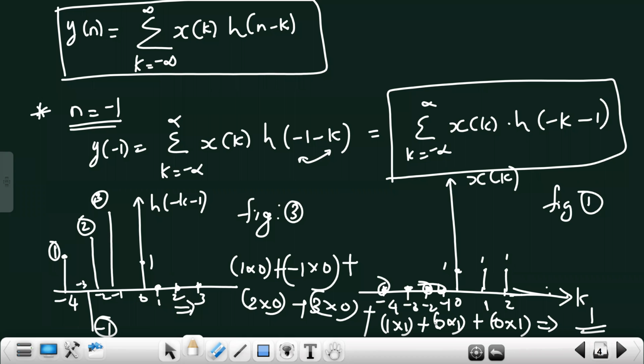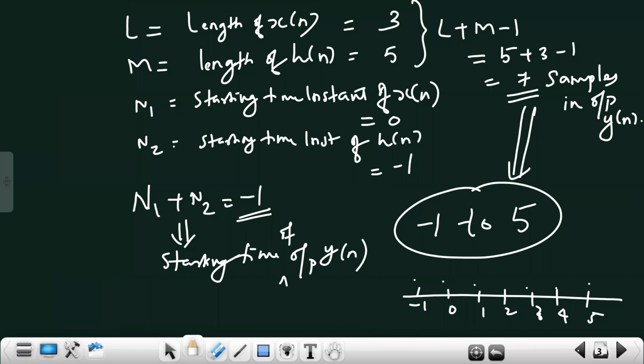Now, after plotting, we'll have this output at n equal to 1 as of now. Now you will be doing it at n equal to 0, because you are there to find the output from -1 to 5, isn't it? There are 7 samples in the output as I showed earlier. Already we had the output at -1. Now increment n. After -1, what is the next output? The 0th time, isn't it? So we are there to find the output at n equal to 0.